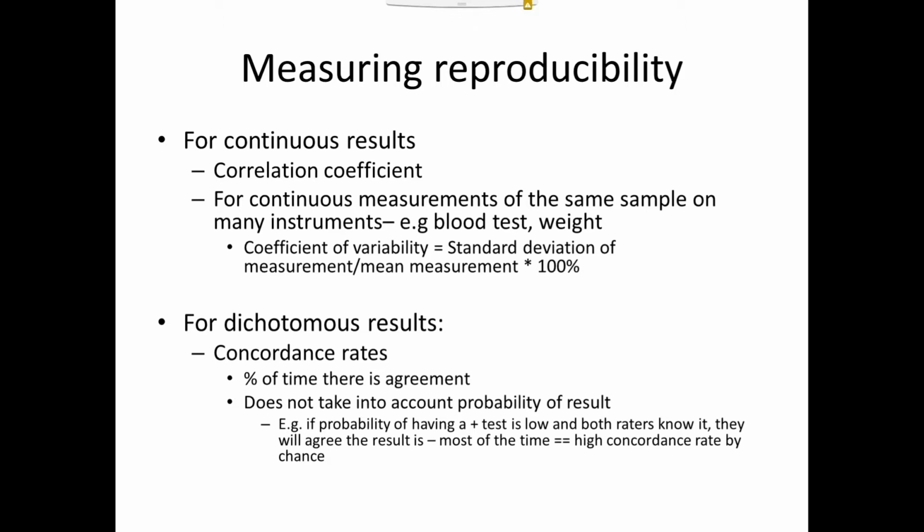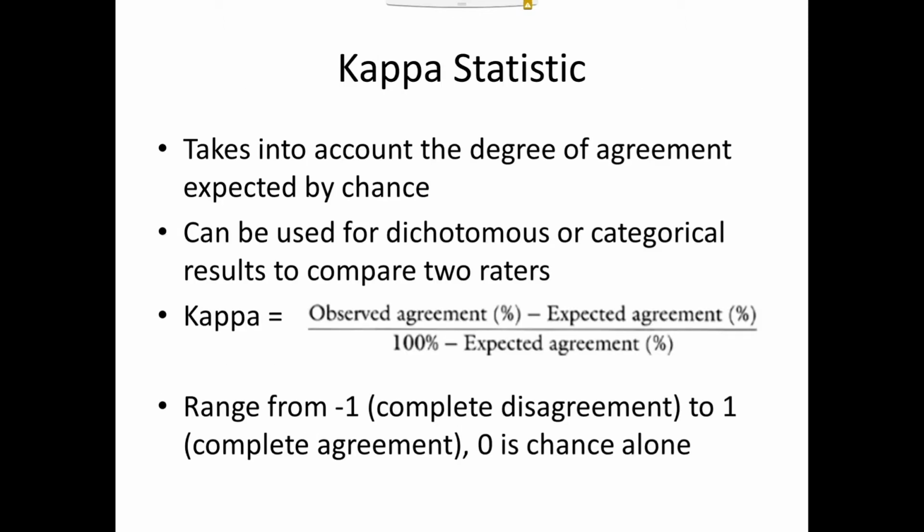Concordance rates, however, don't take into account the probability of the result. So for instance, if you have a diagnostic test and the likelihood of having a positive result and having disease in your sample is low and both raters know it, they will likely agree that the result is negative most of the time, and there'll be a high concordance rate by chance.